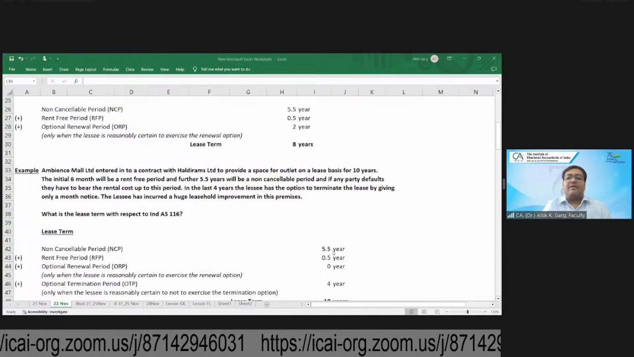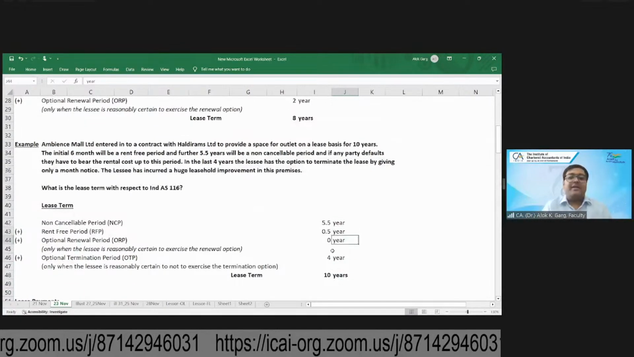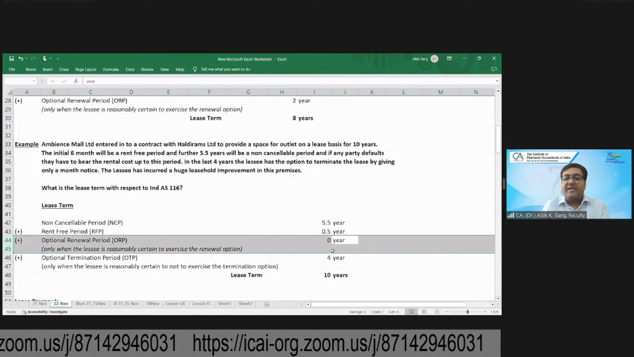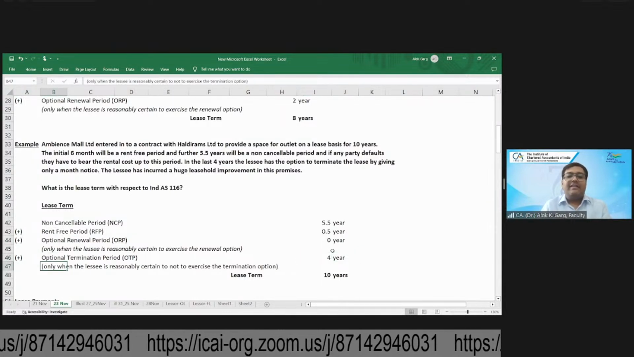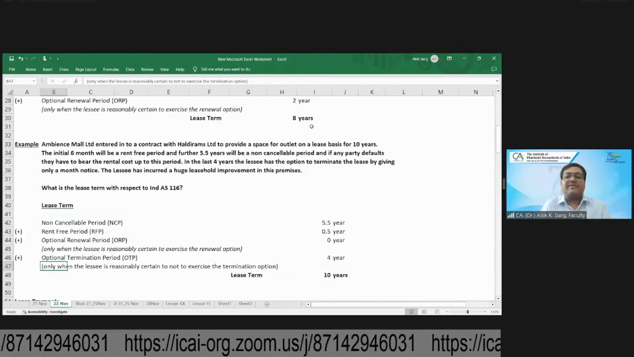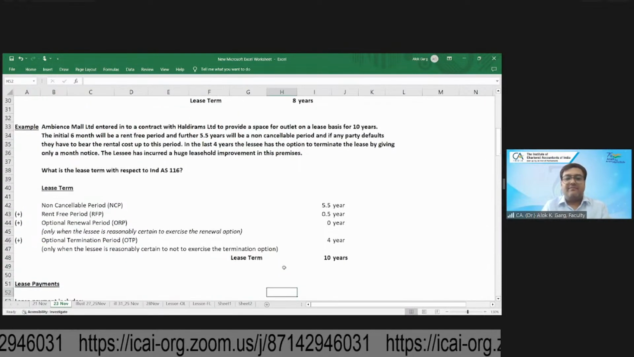So in this case, what is my lease term? Non-cancellable period plus rent-free period. In this question, optional renewal period is not there. So the termination period will be covered only when the lessee is reasonably certain not to exercise the termination option. So the total lease term is 10 years in this case. Correct?